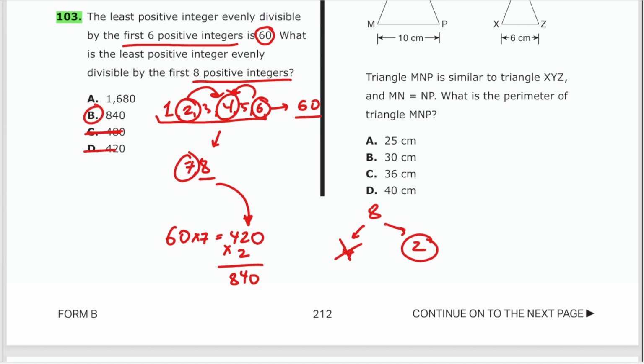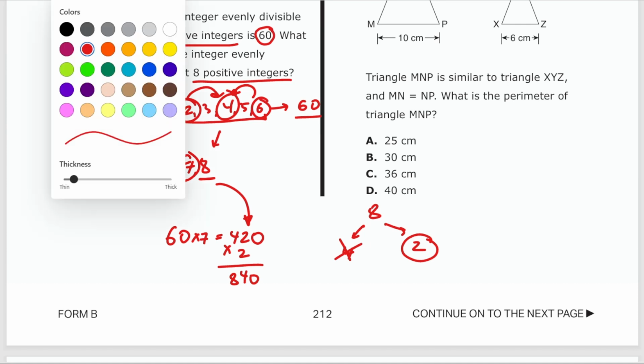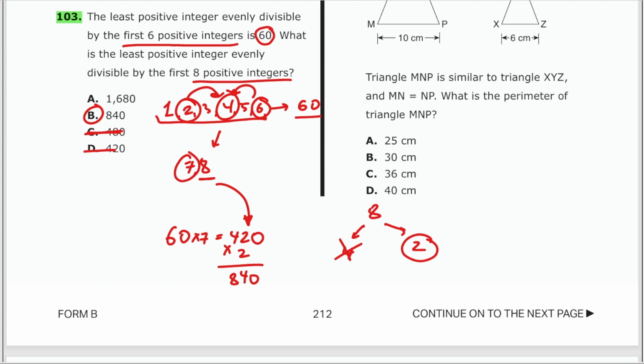Now let's assume that you don't know all these things, that's too complex. What would you do? What would I do in this case? Well, we have all the options, right? So we have 1680 and 840 and 480 and 420. They're all divisible by 60, right? So you can do this very fast, all in your head even. It's all divisible by 60.